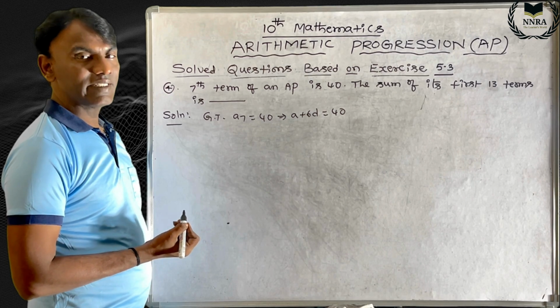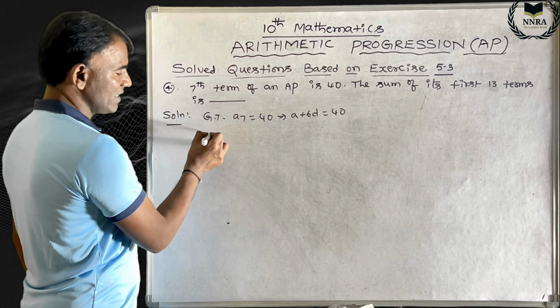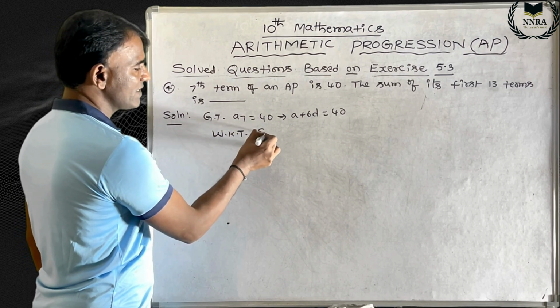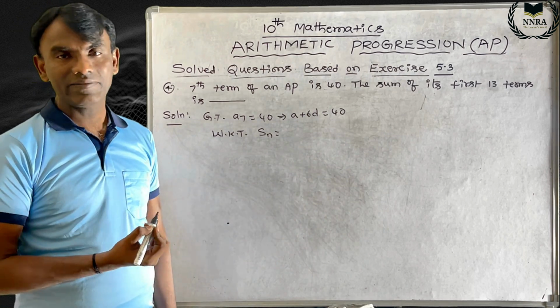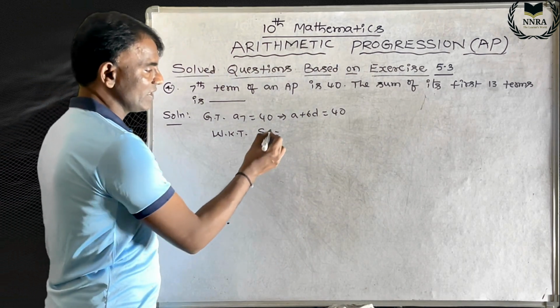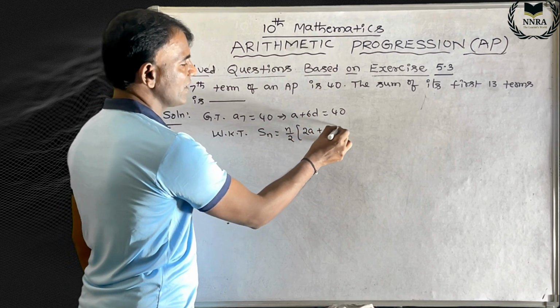Sum of first 13 terms. So first we write the Sn formula. What is the formula of Sn? We know that. Directly I am writing this Sn. I am not writing like the sum of first n terms is Sn equal to, not like that. Directly I am writing the Sn value. What is that? n by 2 into 2a plus n minus 1 into d.